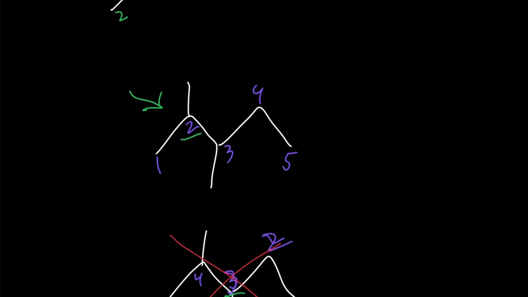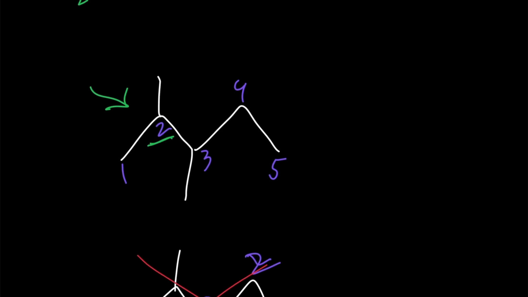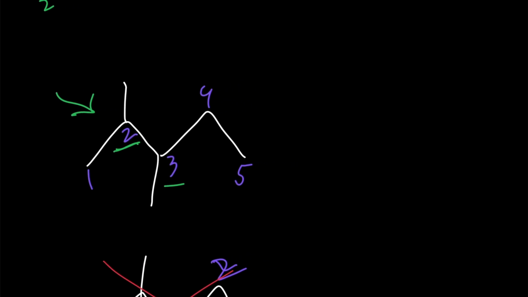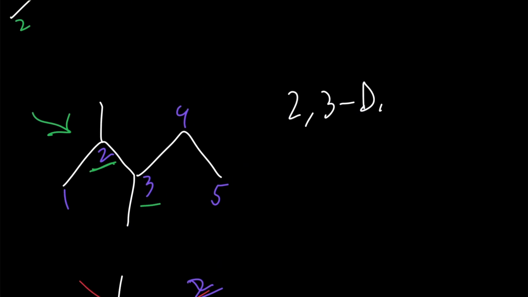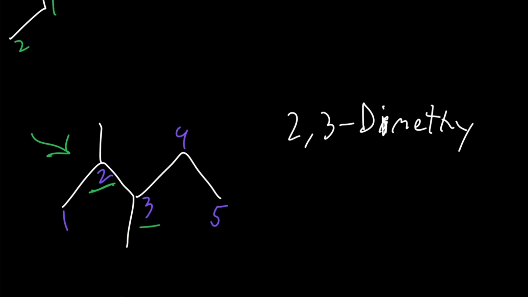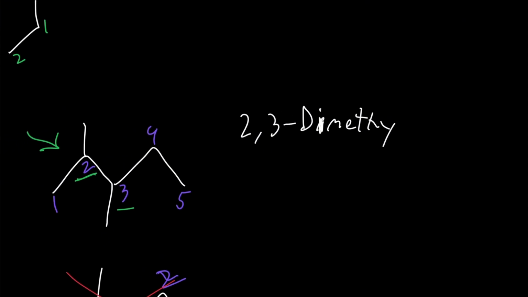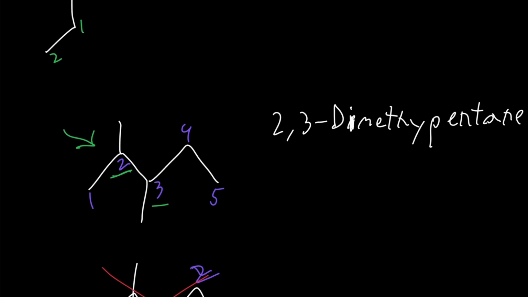But let's get back into naming. We see that there's a methyl group on carbon number 2 and a methyl group on carbon number 3. So when naming this, it will be 2,2,3-dimethyl. And notice how we use di here. Since there's 2 methyls, it's di. And if there were 3 methyls, it would be tri. And then 4, it would be tetra. But since there's only 2, we use di. And then since there's 5 carbons here, it's going to be a pentane again. So in total, this is 2,3-dimethylpentane.